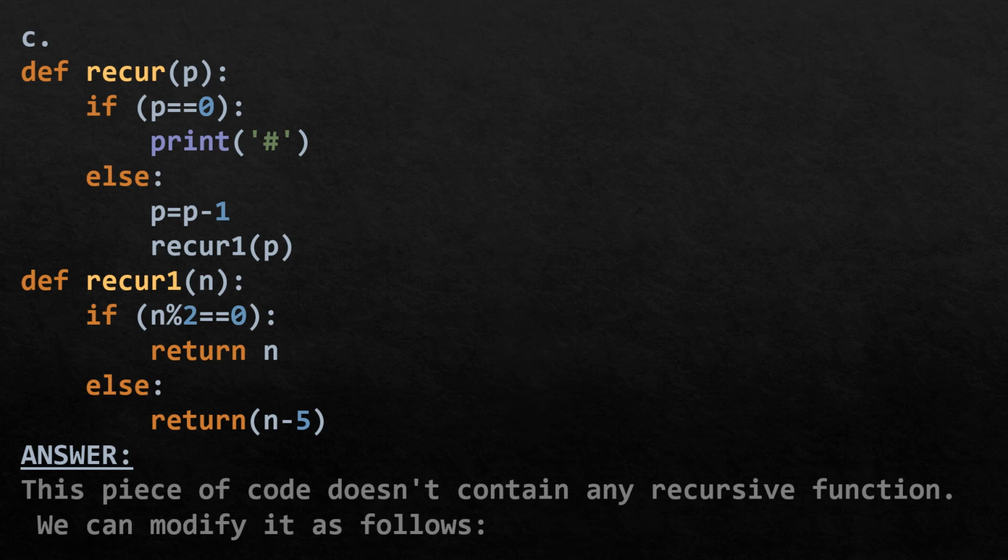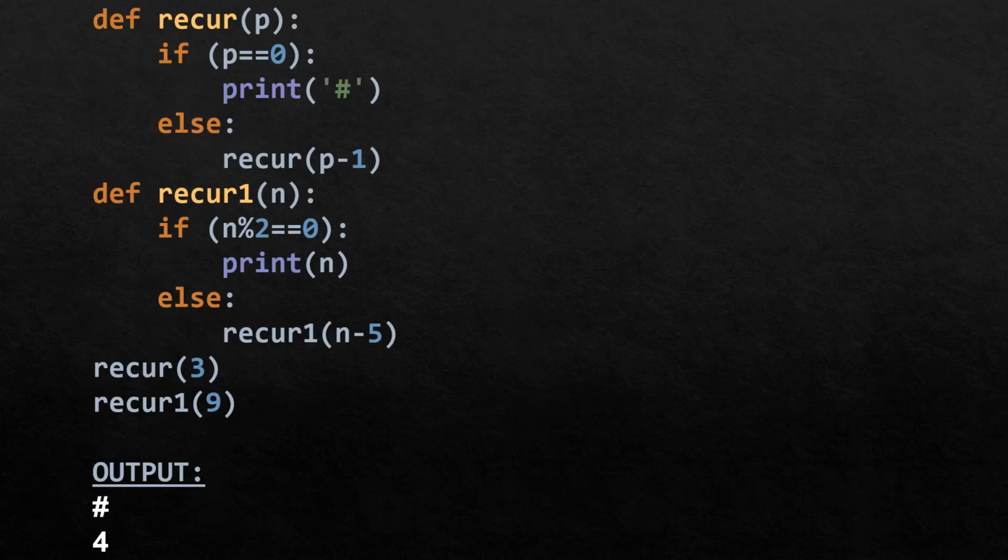And again, recur1 is defined over here and nothing is called inside. So there is actually no recursive call done in this function. So this piece of code does not contain any recursive function, but we can modify it to give it a recursive look. Now here you can see I have defined the functions recur and recur1. Both are recursive functions. Within recur, recur of p minus 1 is called recursively.